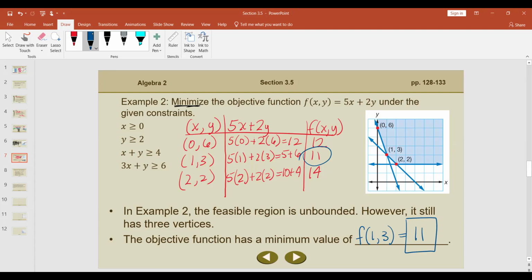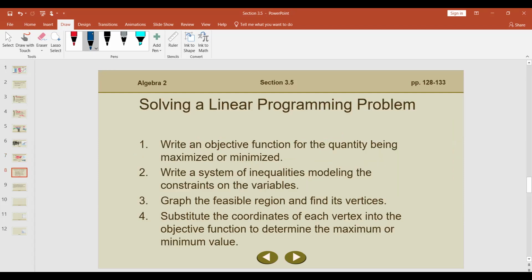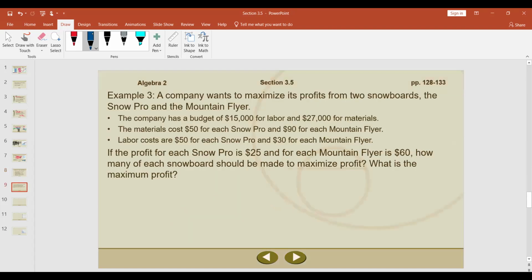All right, so I've put the steps that I've used to solve these on the 8th slide. Solving a linear programming problem, you write an objective function for the quantity being maximized or minimized. You write a system of inequalities modeling the constraints. Then you do what we've been doing. You graph the feasible region, find the vertices, and then substitute the coordinates of each vertex into the function that you made to determine the maximum or minimum. All right, so let's work through this last example and then we'll be done.